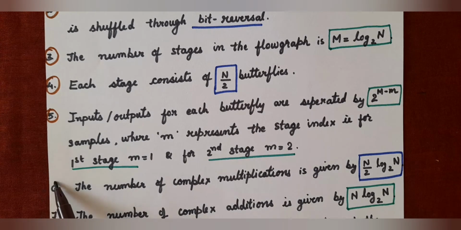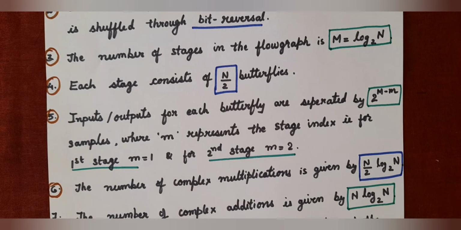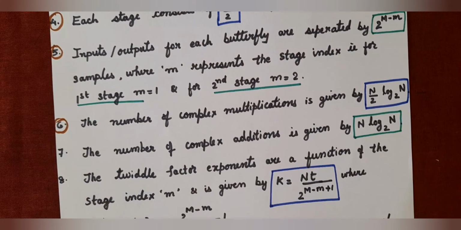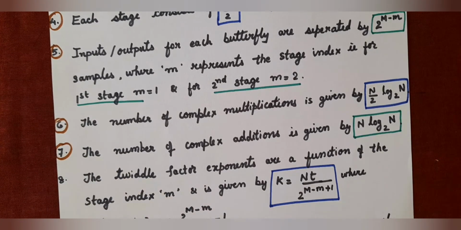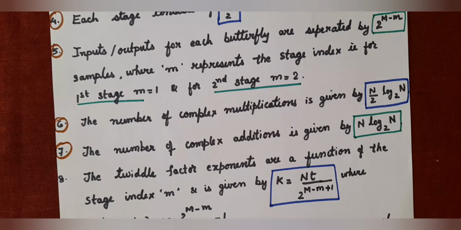The sixth step is the number of complex multiplications is given by N by 2 log N to the base 2. The next step, the seventh one, the number of complex additions is given by N log N to the base 2. So, these two steps are common in DIT and DIF flow graphs, because the number of complex multiplications required is N by 2 log N to the base 2 and the number of complex additions is given by N log N to the base 2.